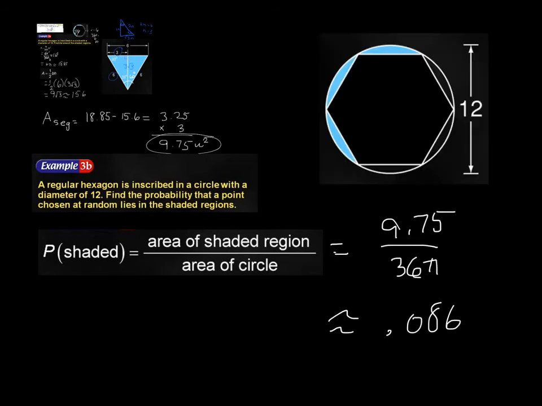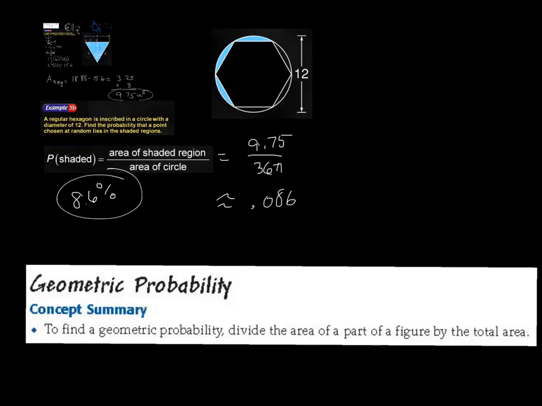So as a percent, we could land in the blue section about 8.6% of the time. So wrapping it up, to find a geometric probability, divide the area of a part of a figure by the total area.